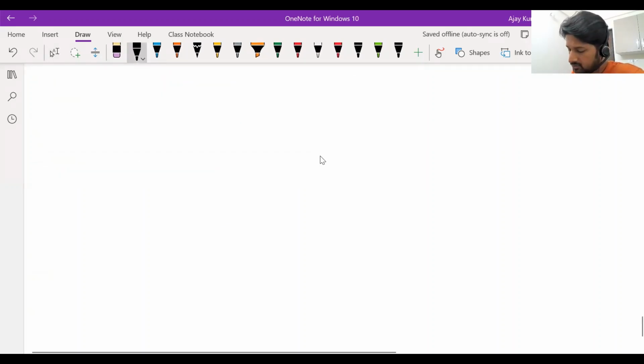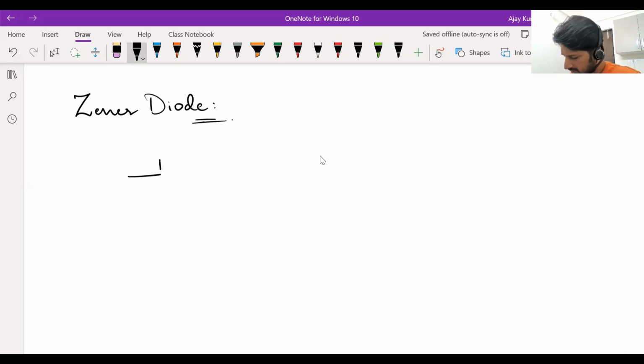Next, we shall discuss a special kind of diode called a Zener diode. It is denoted by this symbol, a standard diode symbol with a small variation. The inside is shaped like a Z. Now, what is special about this diode?